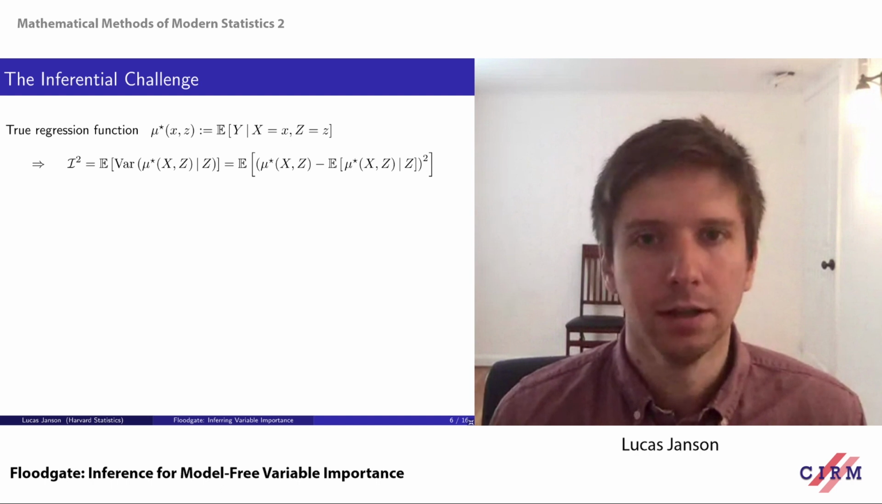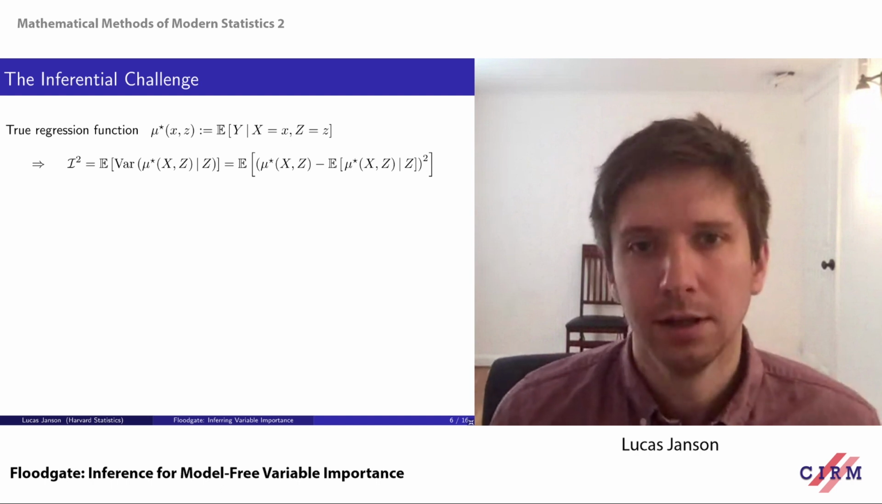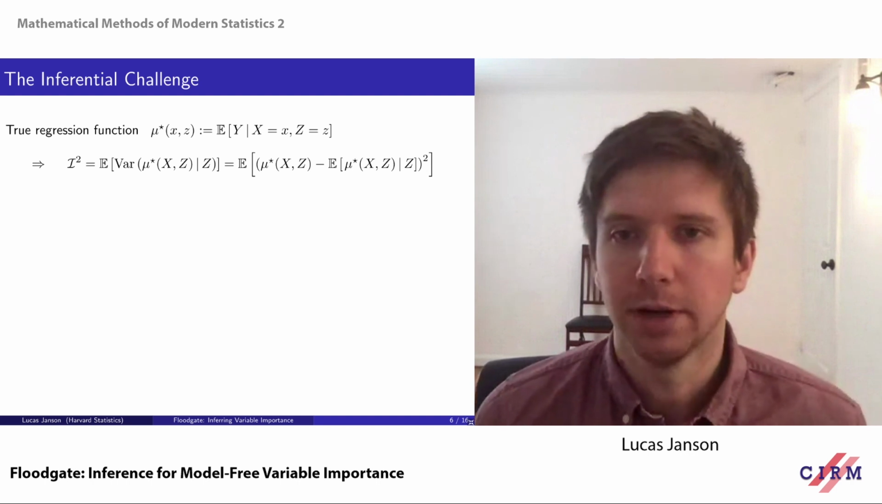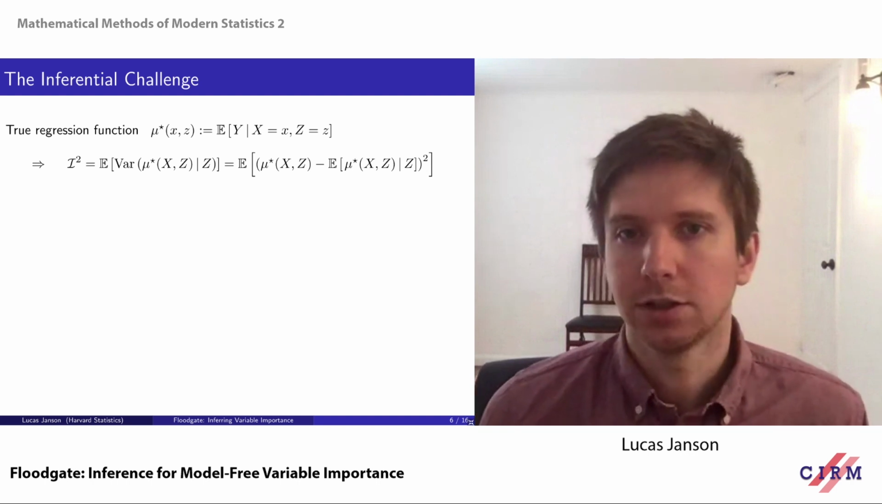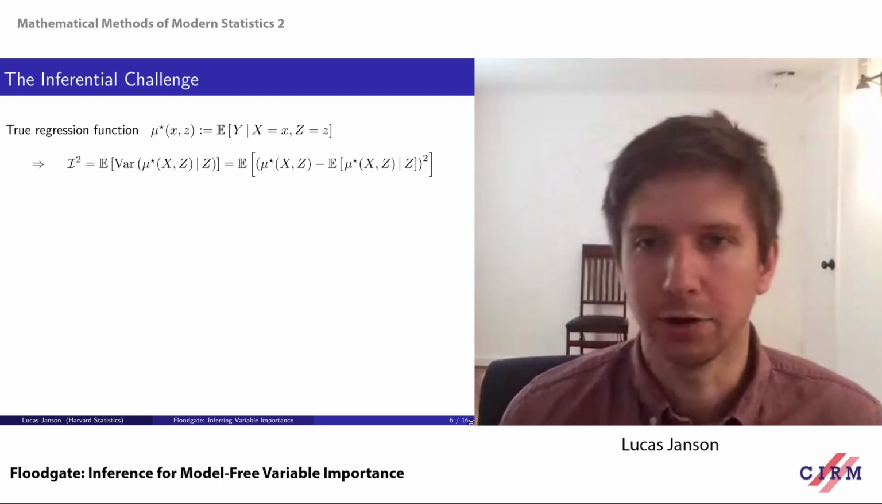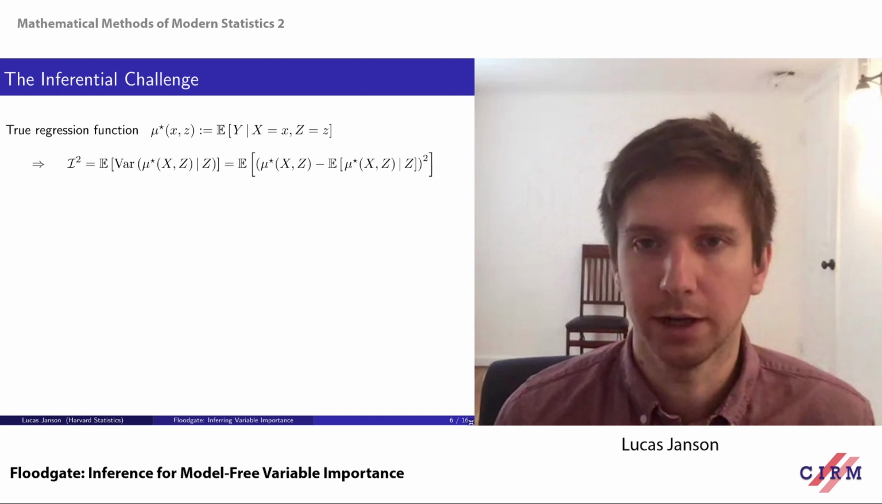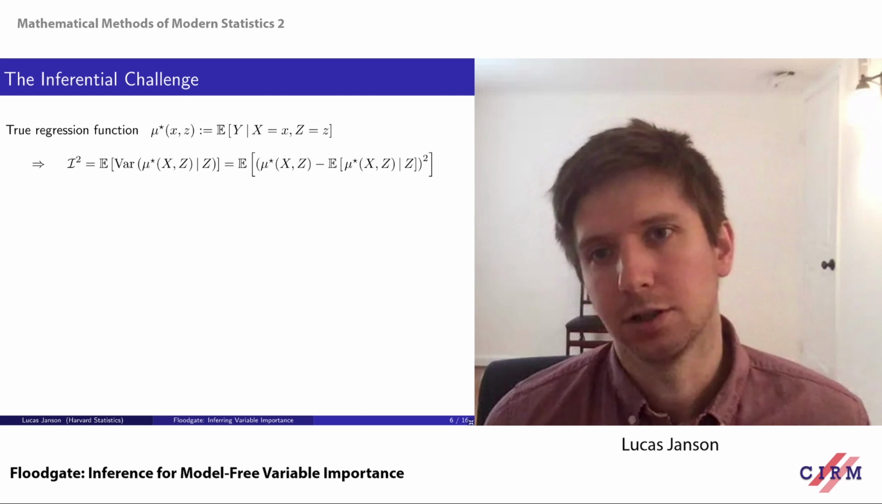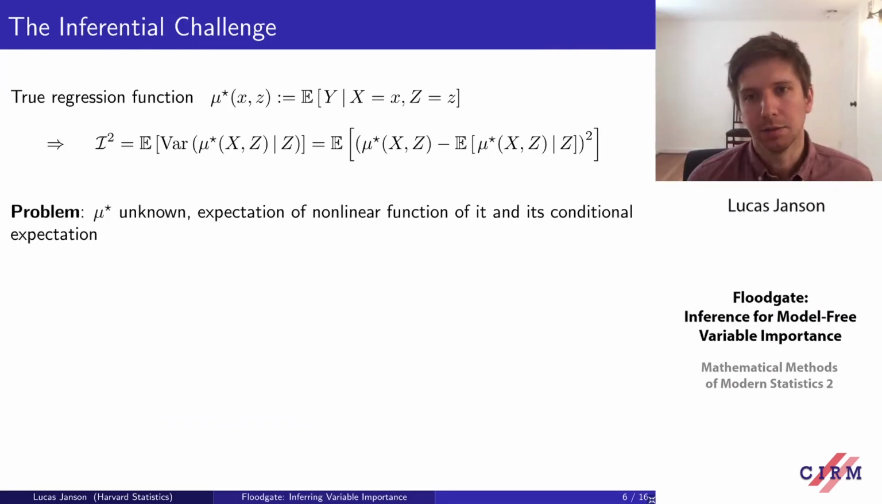Then we can write the minimum mean squared error gap as the expected variance of mu star. And if we just look at this right-hand expression, we can see it just in terms of mu star, its conditional expectation, and an outer expectation outside the square. Now, the problem here is that we don't know mu star. We also don't know its conditional expectation. And they're both appearing in a nonlinear function inside an expectation.